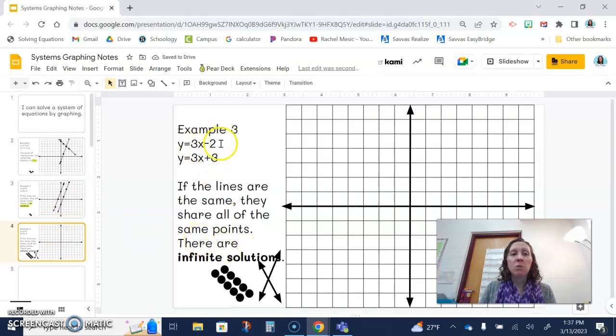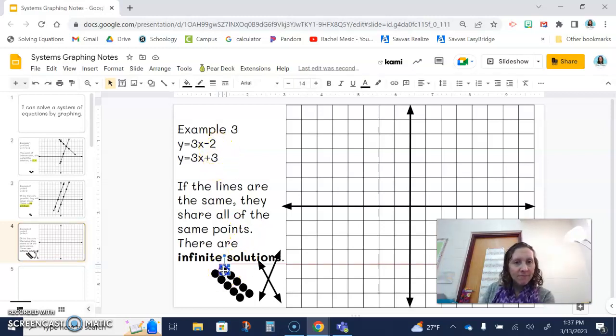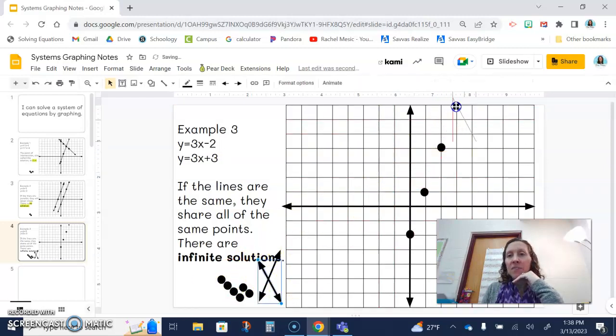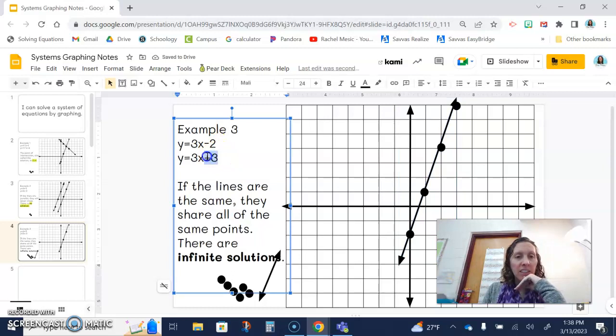All right, this one, we have y equals 3x minus 2. I feel like one of these equations is supposed to be different. All right, so I'm going to start with the first one. Y-intercept of -2. And then our slope is 3. So I'm going to go up 3 over 1. Up 3 over 1. Okay, in this one, I'm going to change it to also that.